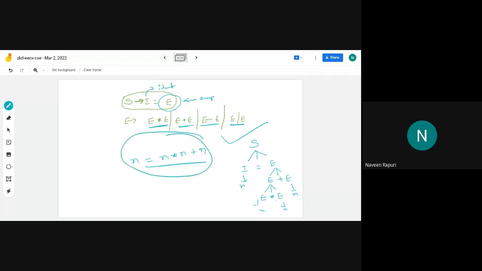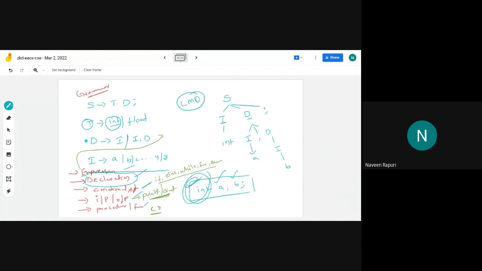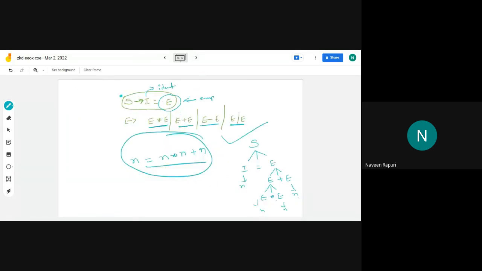So finally, this is also a frequently asked GATE question, sir. What type of statement is accepted by the given grammar? With this given grammar, we can accept the declaration, because expression is not acceptable, because expression format looks like this: S derives I equals E. So this is not in that format.